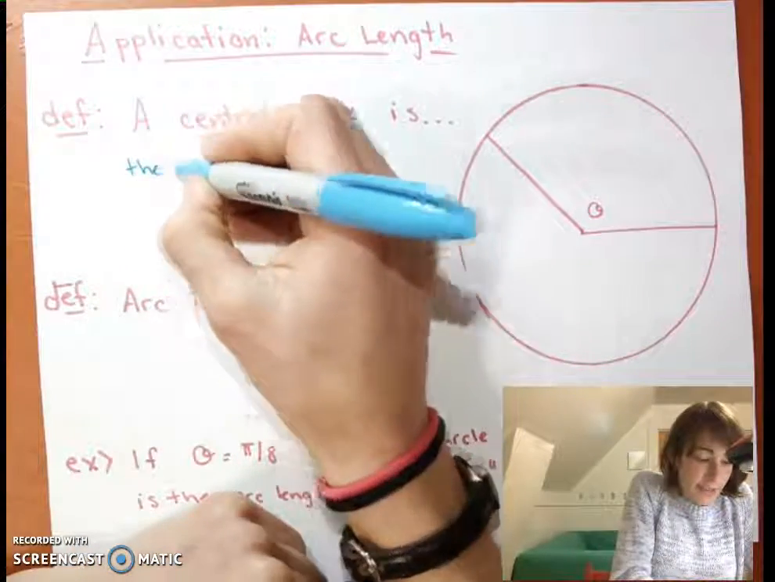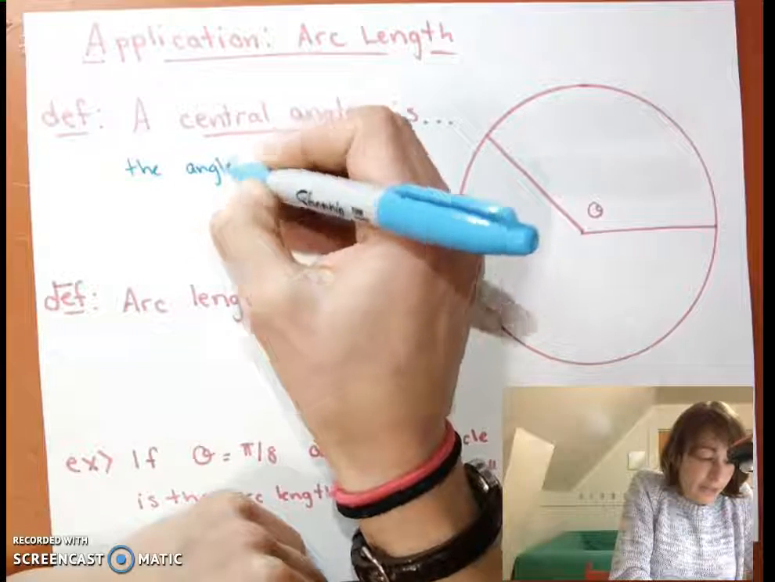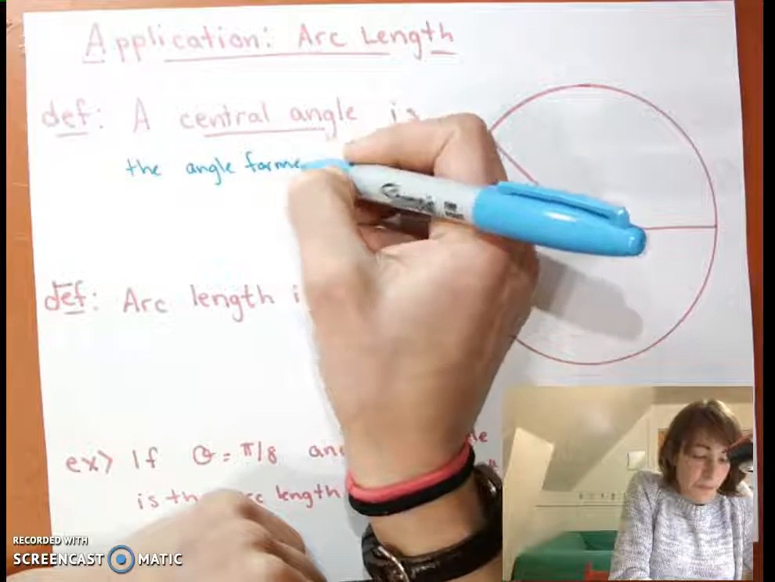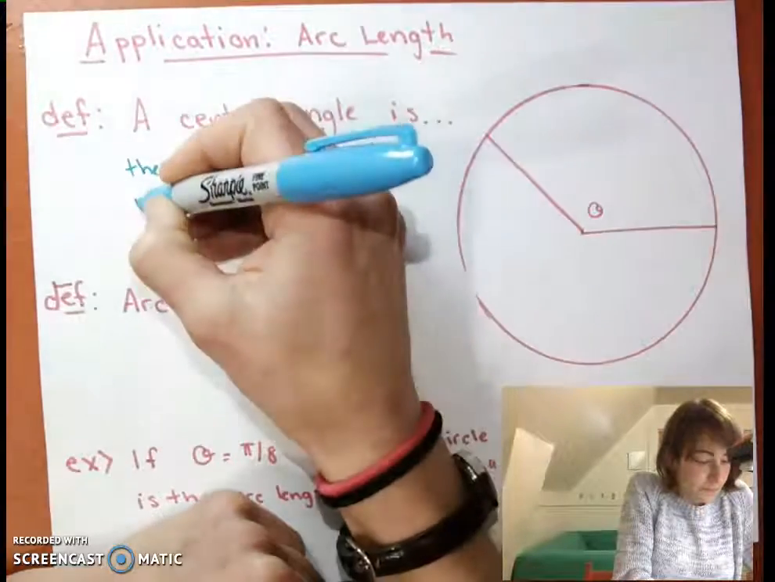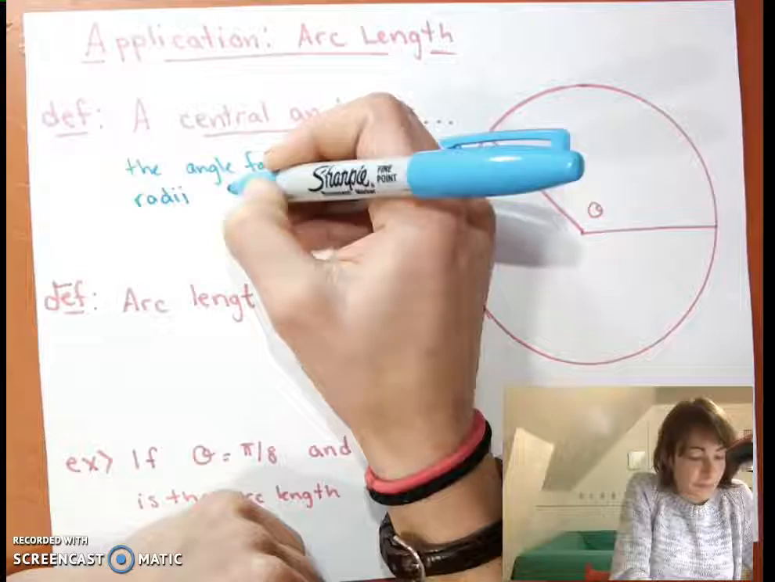So let's write that down. The angle formed by two radii of a circle.